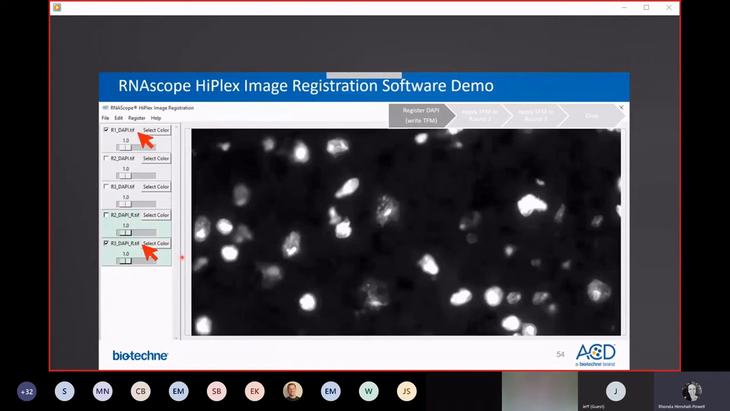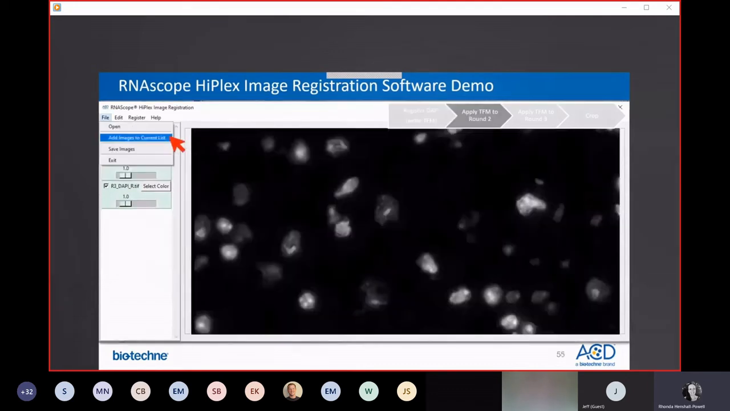Once that's done, you can remove the DAPI images you don't need, because keeping all of these images of DAPI creates redundant DAPI signal that you don't need. You don't need them, they've served their purpose at this point.